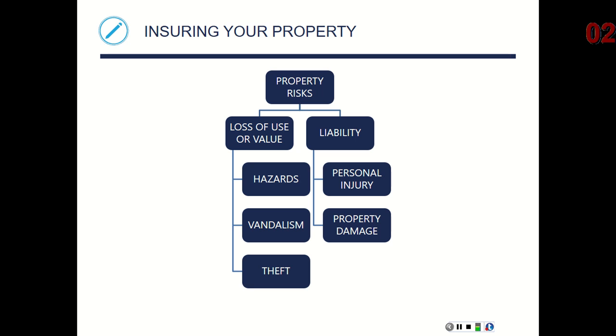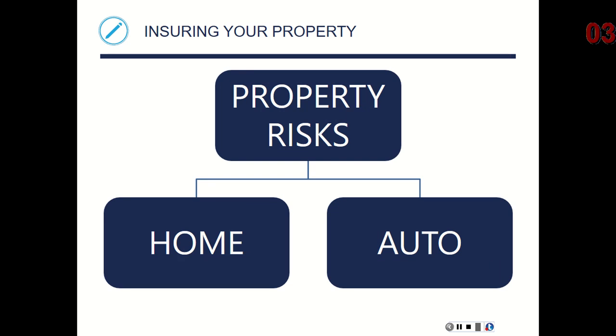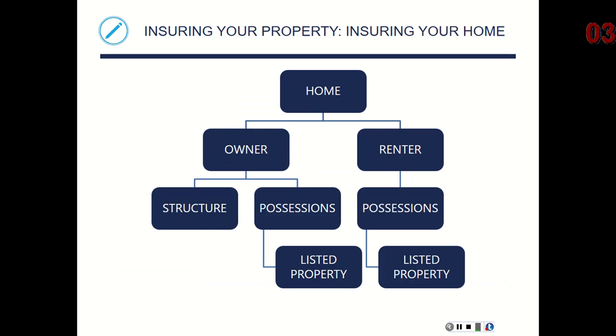So as far as that loss of use or value, we can have various weather hazards. There could be vandalism, there could be theft. And then as far as our personal liability, that we injured some other party or we damaged some other party's property. Like I said, the property that we're going to focus on in this chapter would be our home and our vehicles.